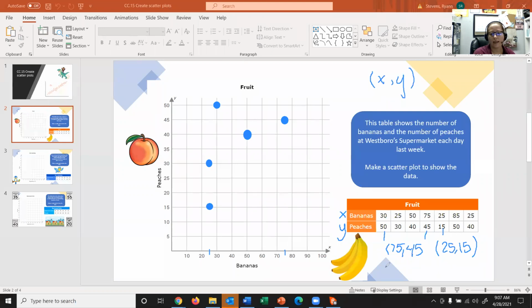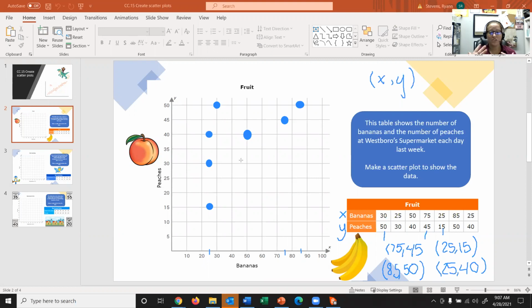And then we've got 85, 50. So we're going to go right about between 80 and 90, and then go up to 50, which is right about here. And then we've got 25 and 40. So we're going to go again right between 20 and 30, and then we're going to go up to 40.